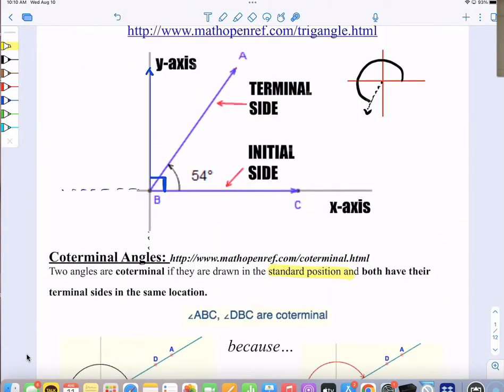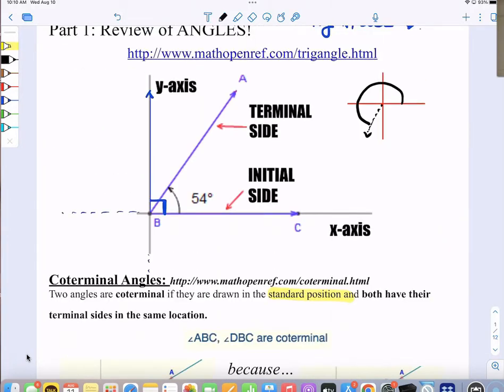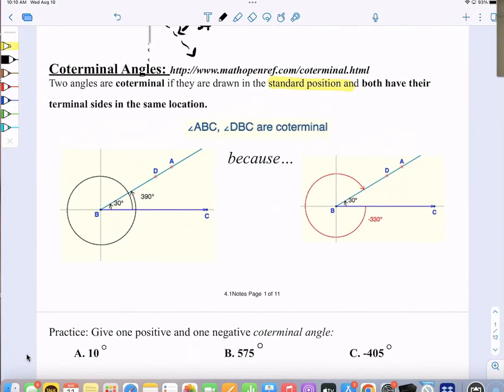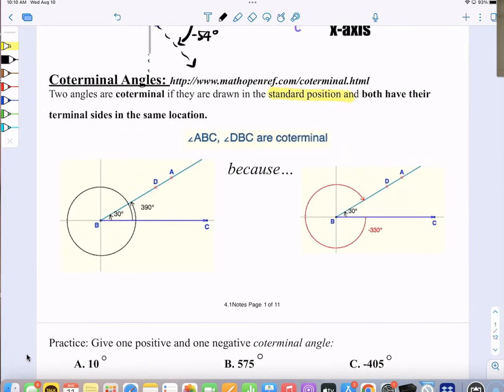Negative degrees? You guys know that we can go negative angles too, right? So if I were to go from here, this angle here, if I were to go like this, I could go negative 54 degrees if I wanted to, right? Okay, we know that, right? All right. Okay, so coterminal angles. Maybe that's not an intuitive concept for some of you.